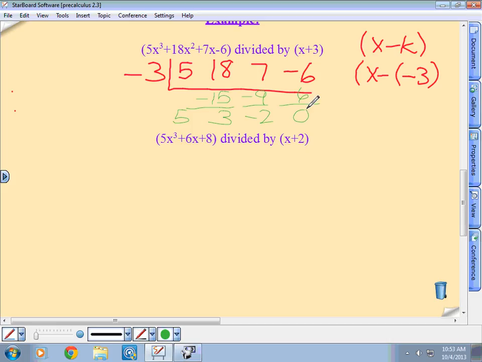What does that tell me? What do all those numbers at the bottom mean? 5x squared plus 3x minus 2 with no remainder. Correct. And then what was my divisor? X plus 3.